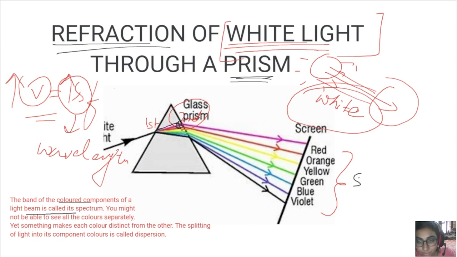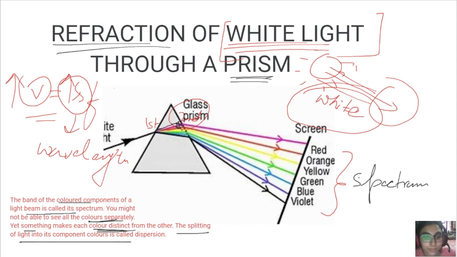So this whole band is known as spectrum. Okay. You might not be able to see all the colors separately, but you can understand that they are distinct from each other. This splitting of light into component colors is known as dispersion. So this whole process that is happening is called dispersion.